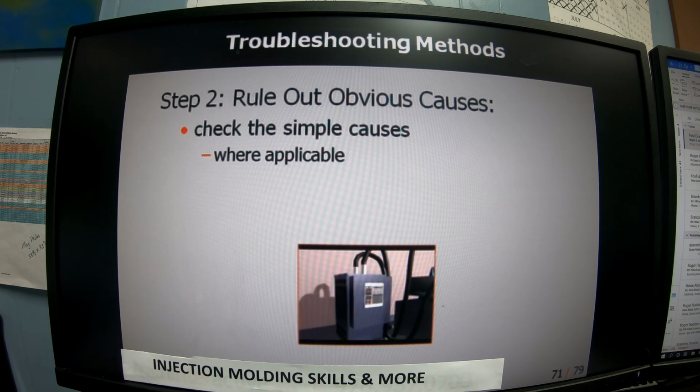Step 2, although we stress a scientific approach to troubleshooting, you should always investigate the simply obvious causes. For instance, if you have splay, check the material and the dryer to make sure that it is adequately dried. That's one example.